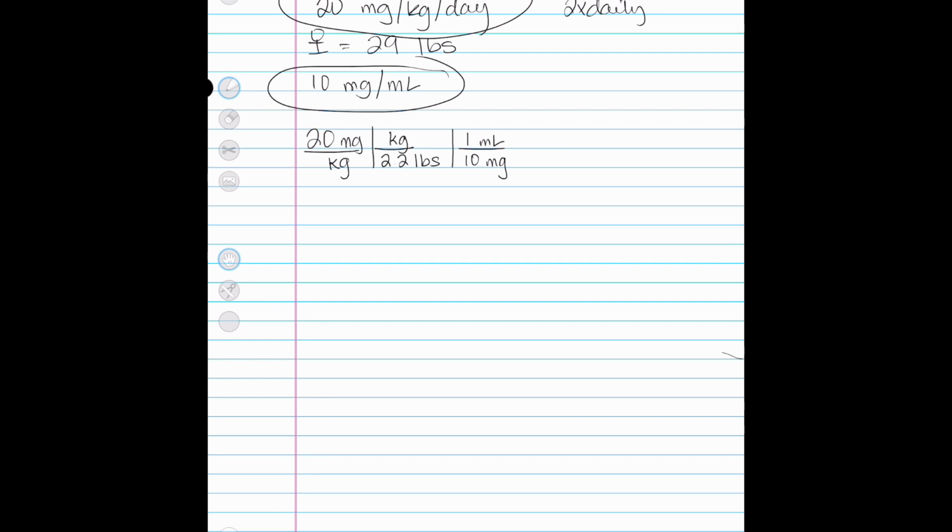For example, here we can cross out kilograms and we can cross out, let's see, oh, we missed a step. So we need to also take into consideration that this patient weighs 29 pounds. So I'm going to put 29 pounds over my little dude right there. So now we have pounds in the numerator, pounds in the denominator. We have kilograms and kilograms, and we have milligrams and milligrams.